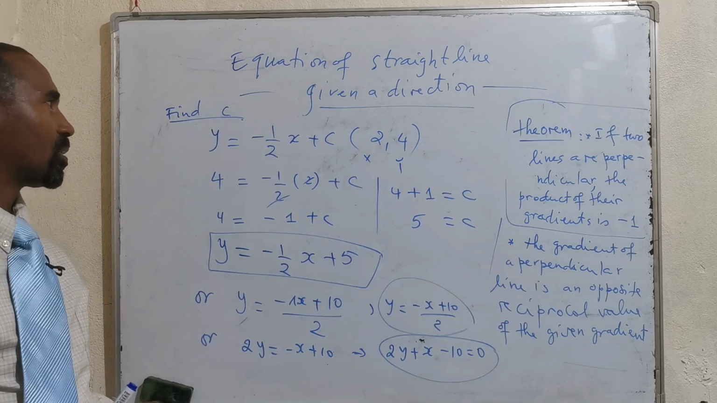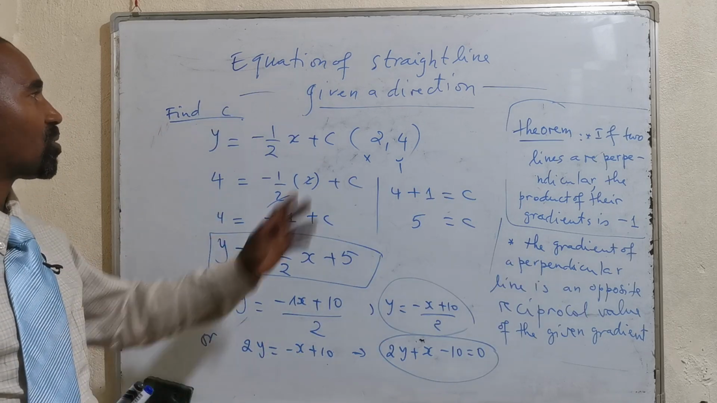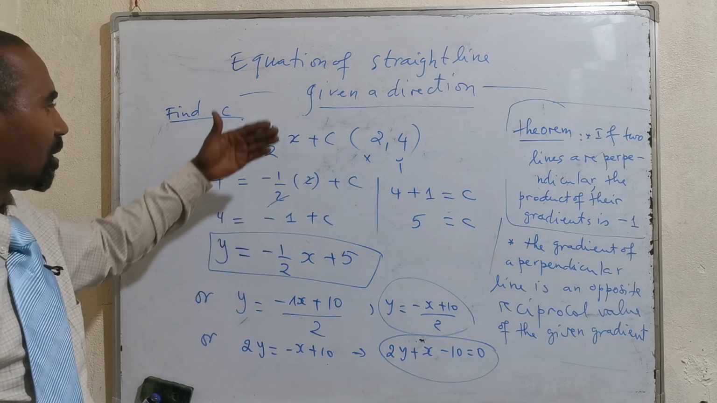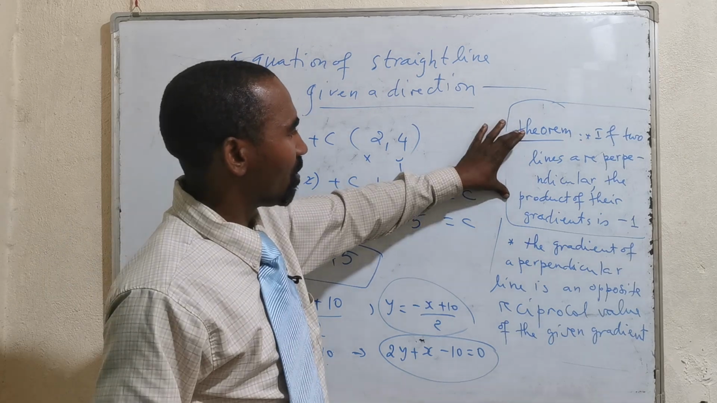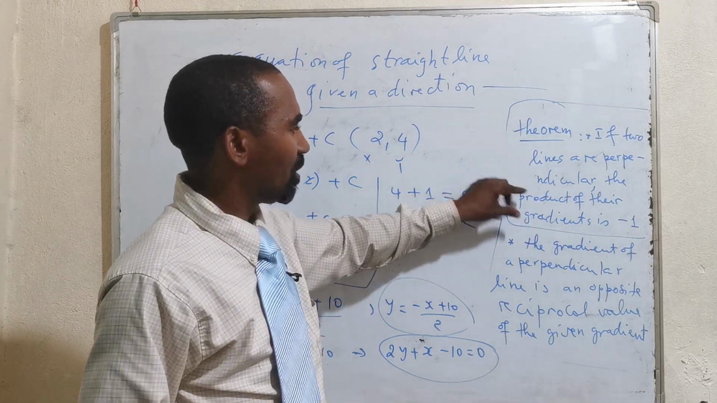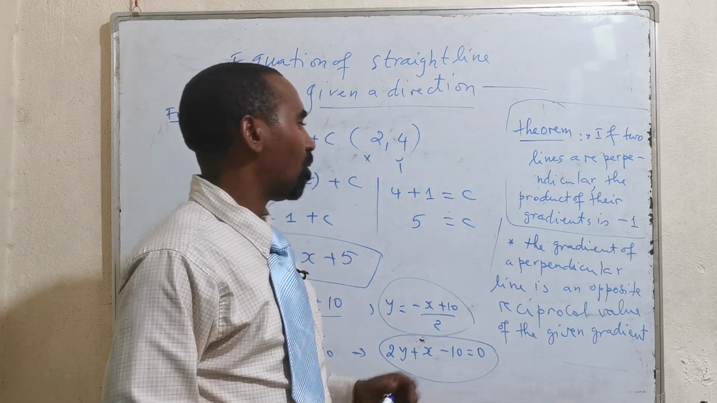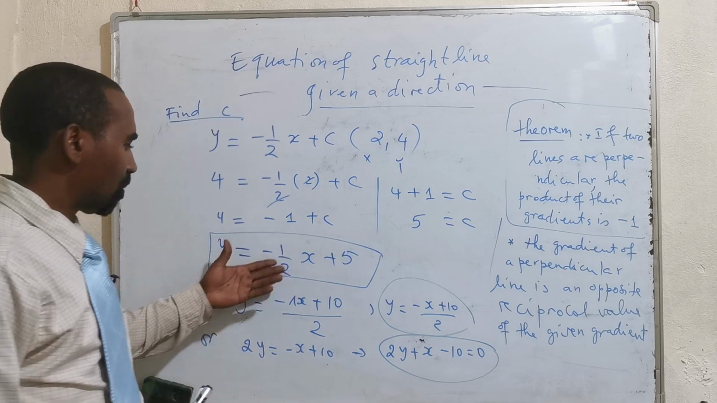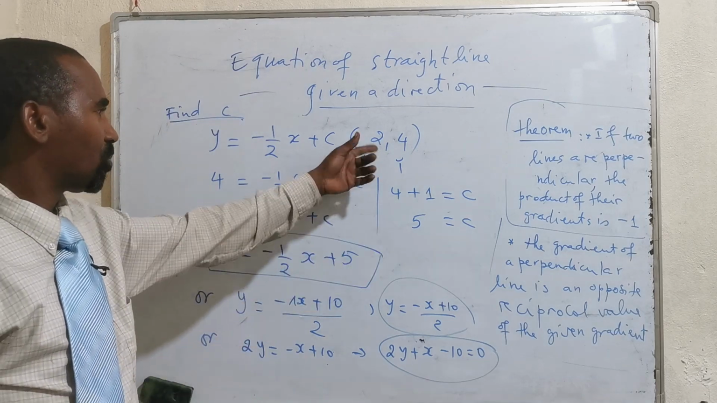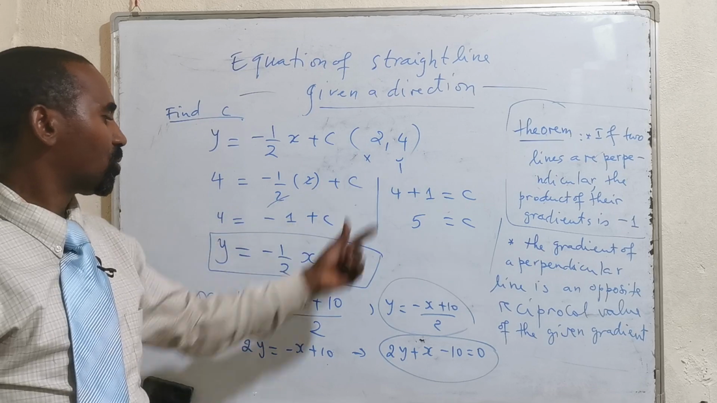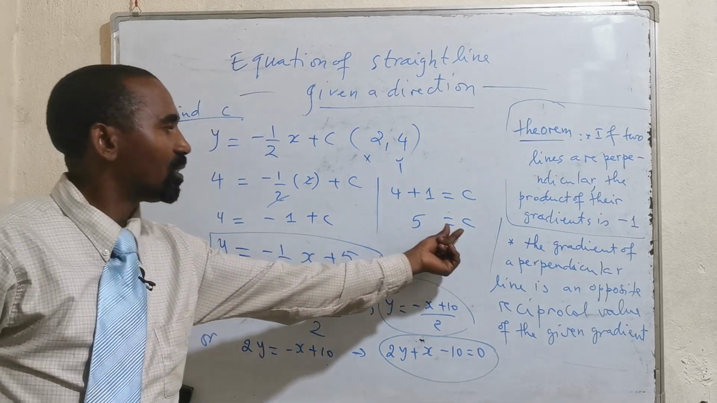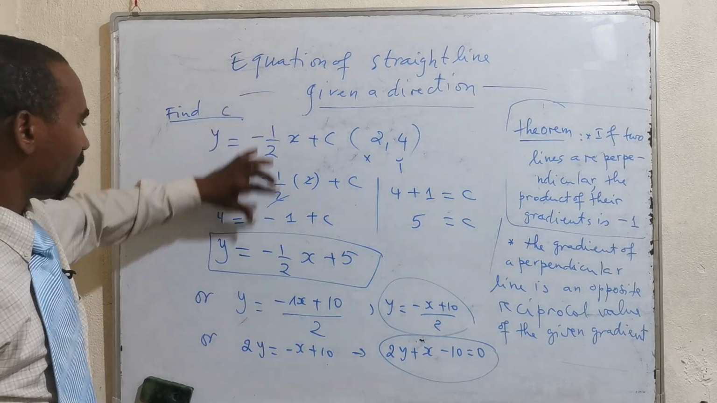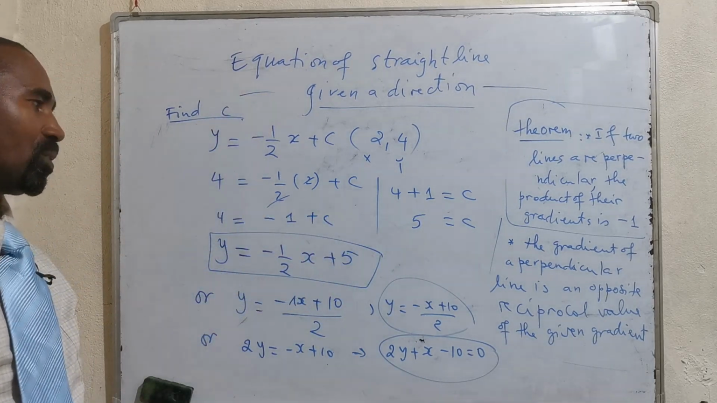Now, this is how to find the equation of a straight line when you are given a perpendicular line. You find the gradient, either using the first theorem, that perpendicular lines' gradients multiply to -1, or using the opposite reciprocal of the given gradient. You use the coordinates of the given point to get the constant term as we calculated it. Finally, you replace c and the gradient in the equation to get the full equation.